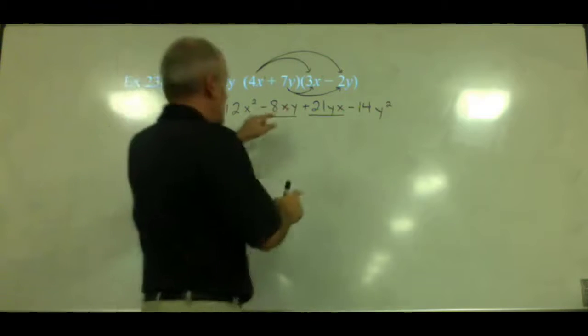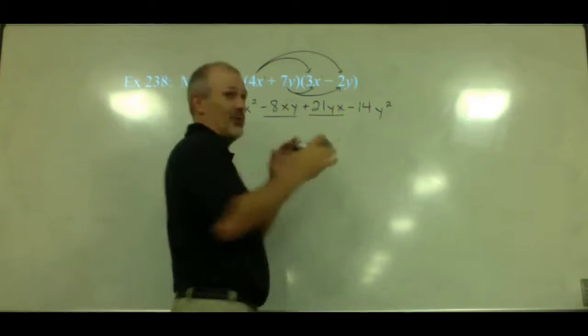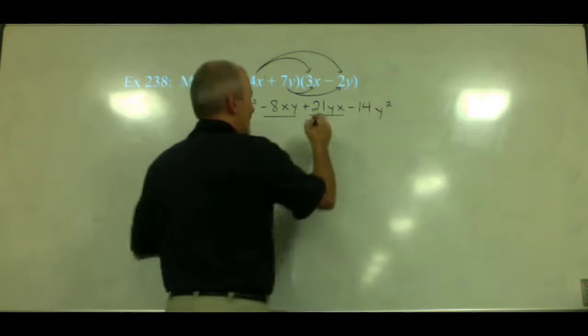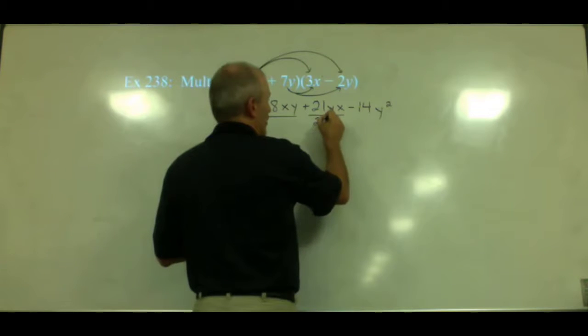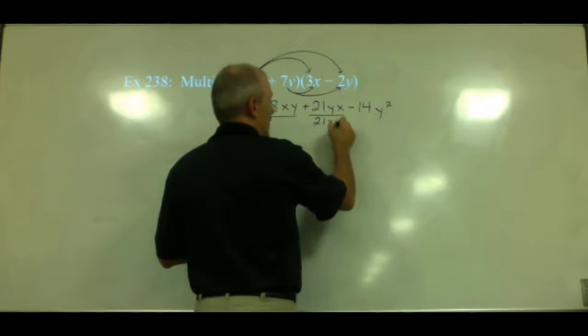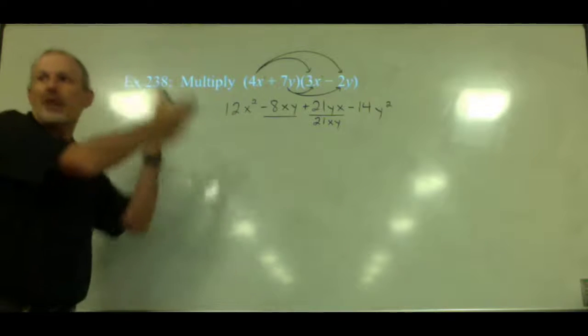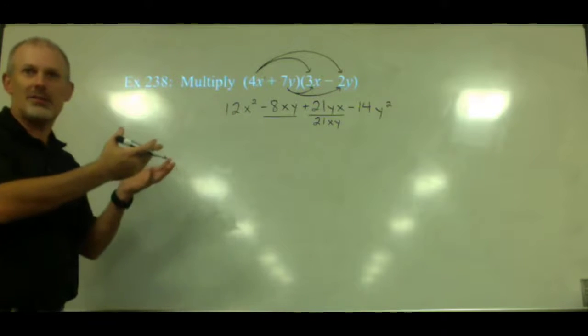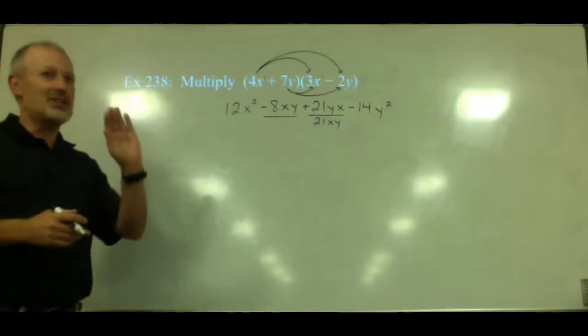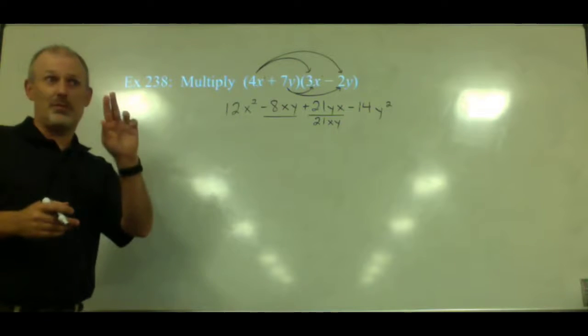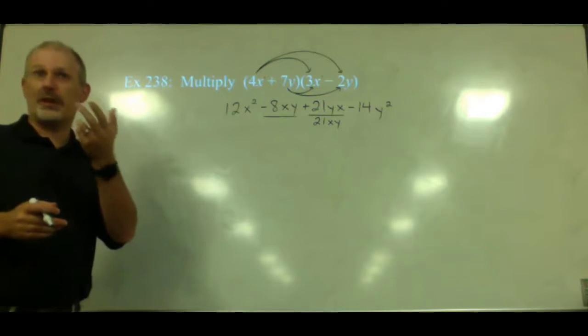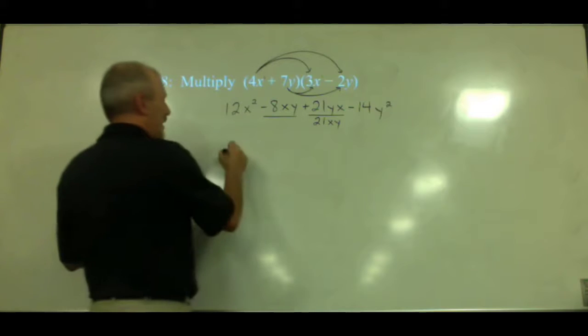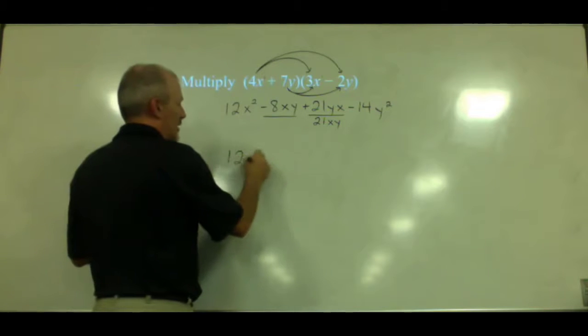So writing this, and usually we write it in alphabetical order, as you probably saw in your homework, that's the way you typically do it. This is really the way we would normally write it, 21xy. So once you write it like that, it's like, oh yeah, that's a like term. Does that make sense? You're not going to change what's there, but the order can be switched without causing any problems. So we're going to write down our 12x squared.